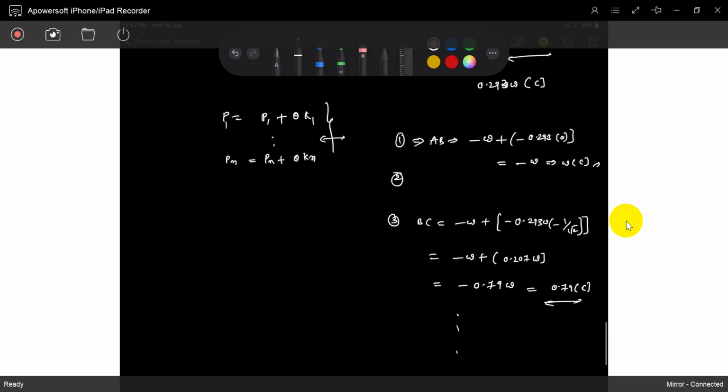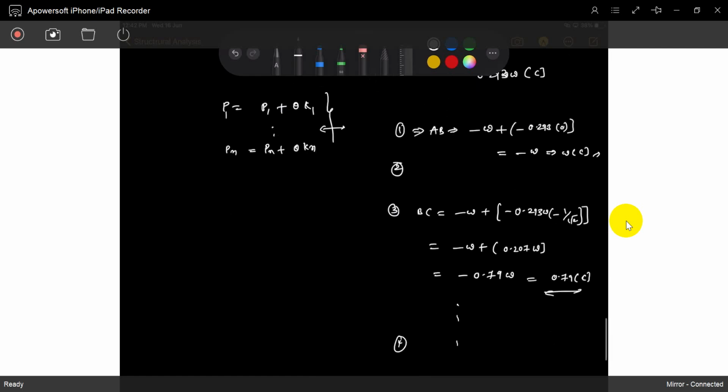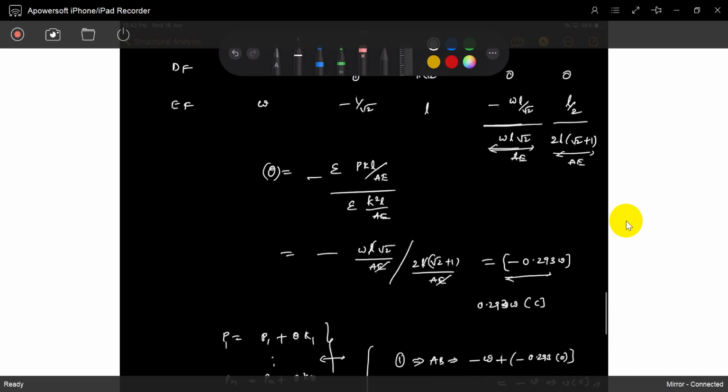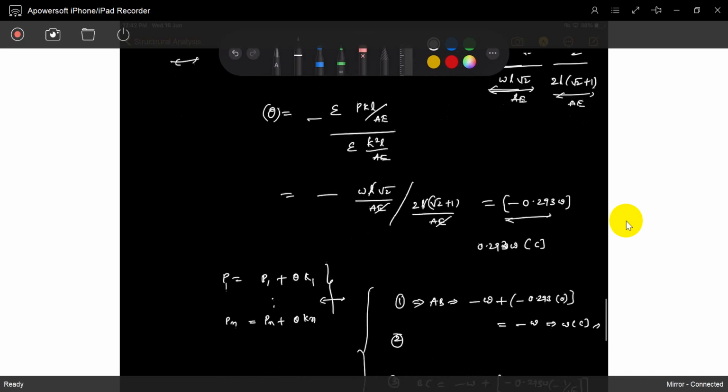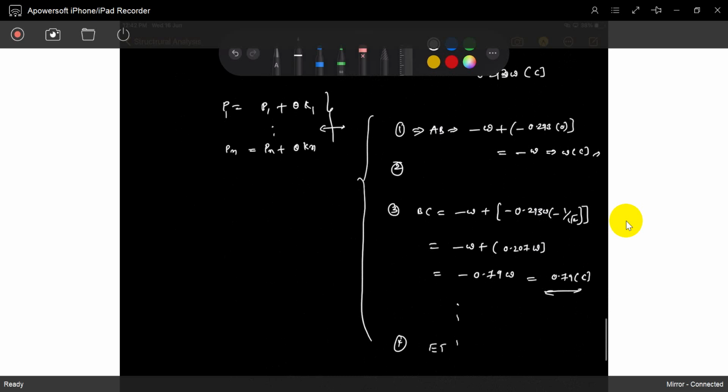Likewise you will write every member, then only you can complete the N member. The N member is EF. If you write the force of the member EF, then only is the problem complete. Are you understood? That is the completion of the problem.